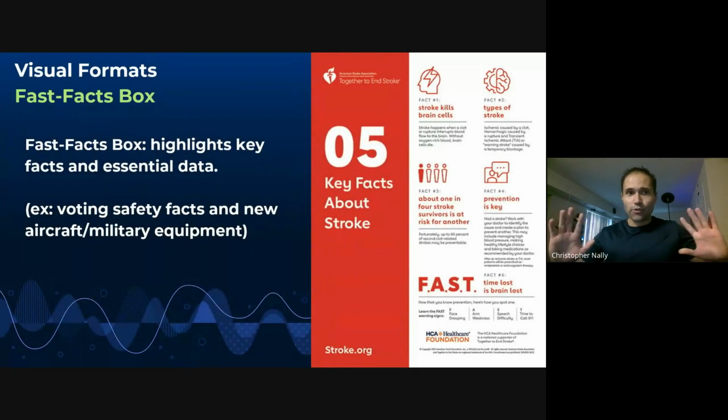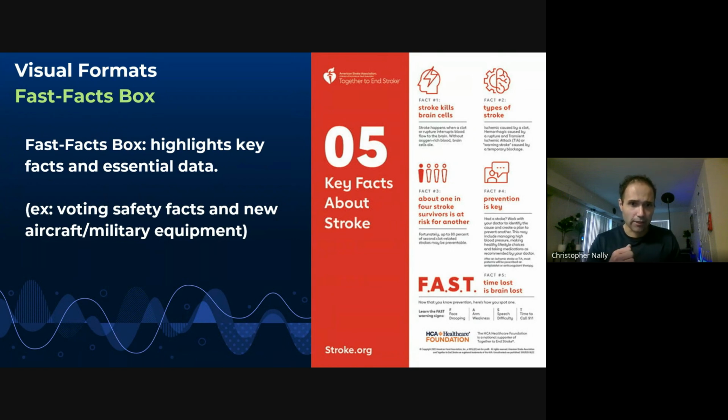And the first one is what's known as a fast facts box. And basically, this is like one of the most common infographics out there. And it's just facts. That's all it is. It just has key information about a specific subject or topic. You can see on the example here, we have 5 key facts about stroke. And we have the facts on the right there. And that's it. It's just a facts box that gets straight to the point.